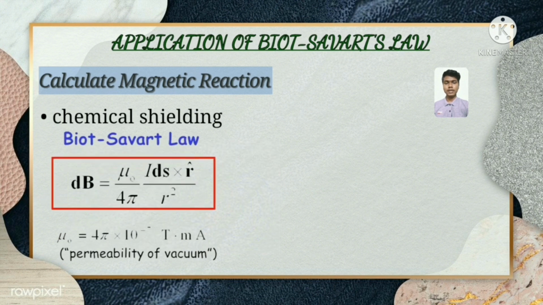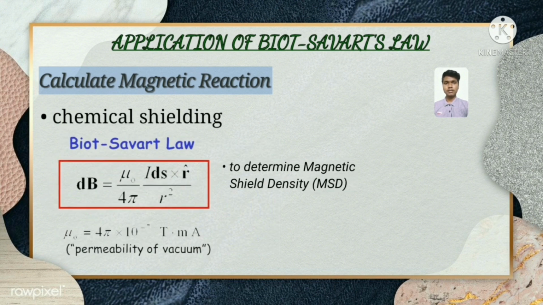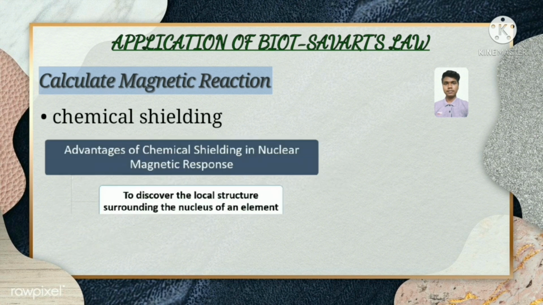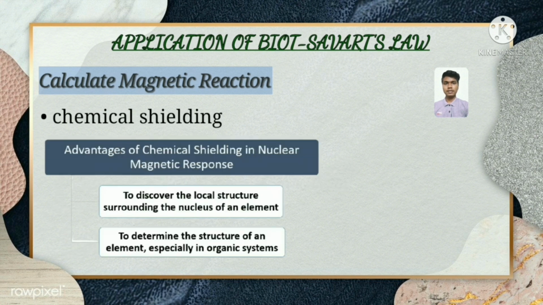Therefore, the Biot-Savart expression is used to determine the magnetic shield density containing the spatial contribution to the nuclear magnetic shielding of a nucleus. Chemical shielding in nuclear magnetic resonance is extremely important to scientists as it gives vital information about the local structure surrounding the nucleus of an element. In addition, chemical shift is used to determine the structure of an element, especially in organic systems.